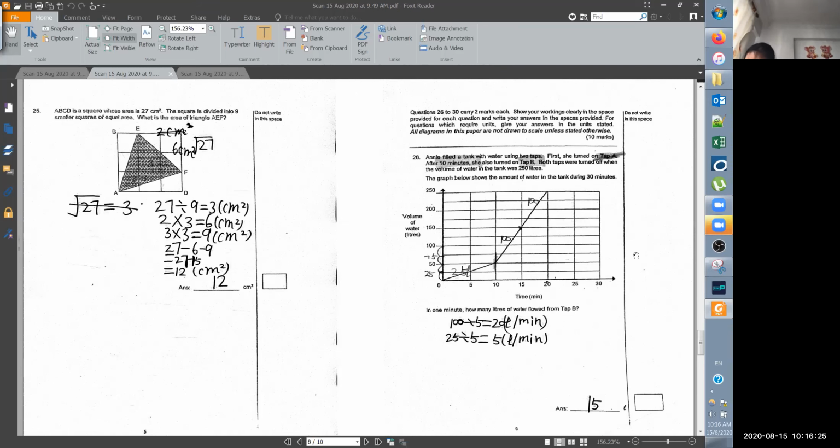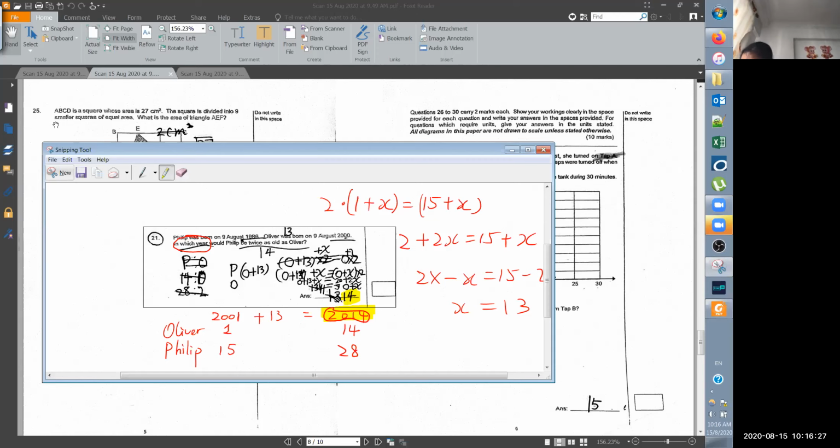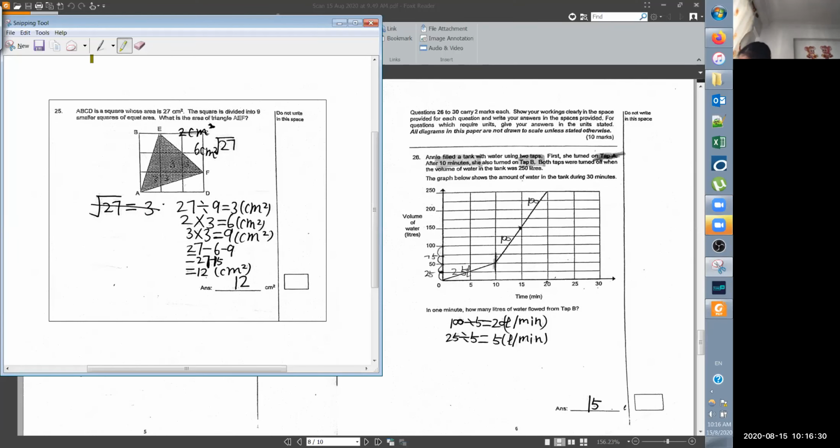Once again, I would like to comment on your presentation. First thing first, I don't understand what is all this because there was no statement. So no statement, you get penalized at least 1 mark, even though your answer might be correct. What I suggest you do is write down a statement. What should be the first statement? You are doing 27 divided by 9. So that means the area of 1 square. That's what you are supposed to write down. 2 times 3? Why 2 times 3? I don't understand.